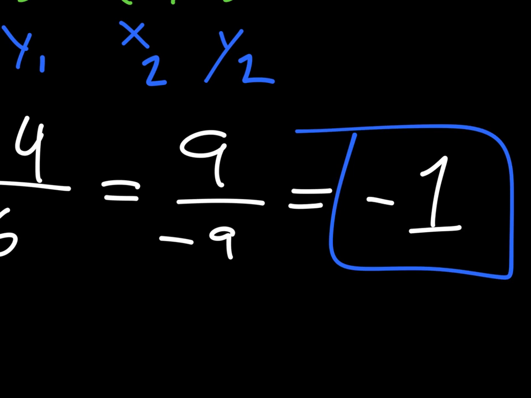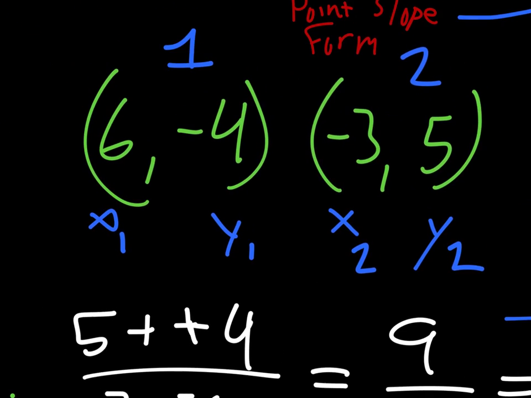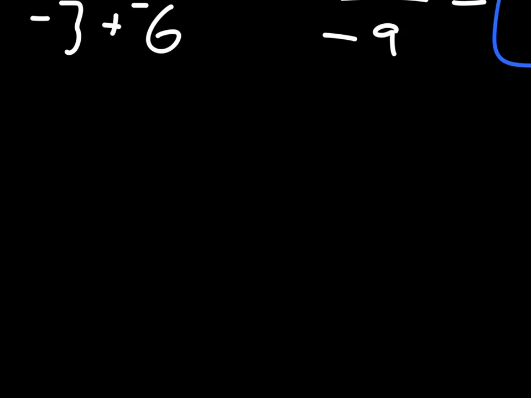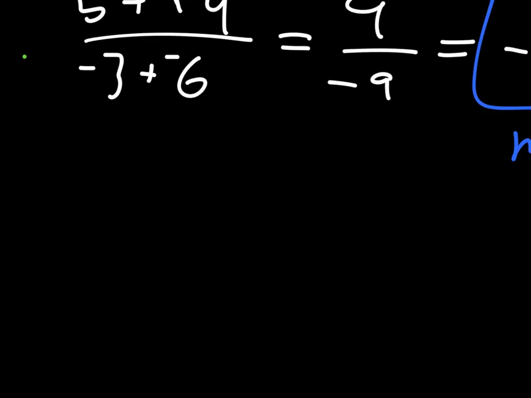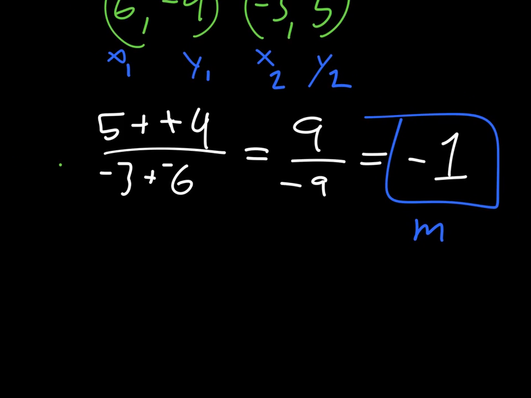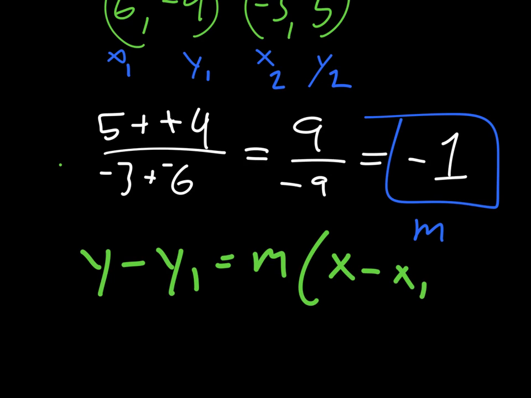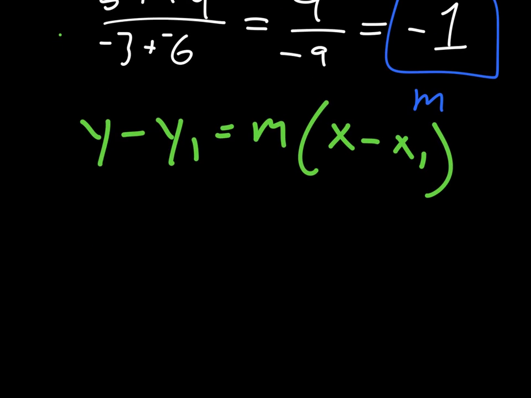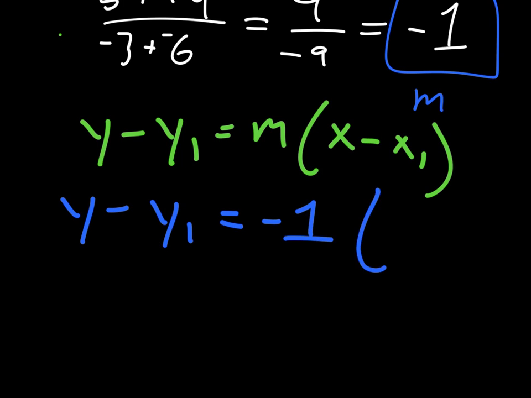And boom, there we go. Now, that is our slope. That is our m, okay? So now we have that. Boom. So let me write it out now. We have, hopefully you're copying all this down, y minus y1 equals m parenthesis x minus x1, okay? Scrolling down. Now we have y minus y1 equals negative 1, because that's what we got, x minus x1.